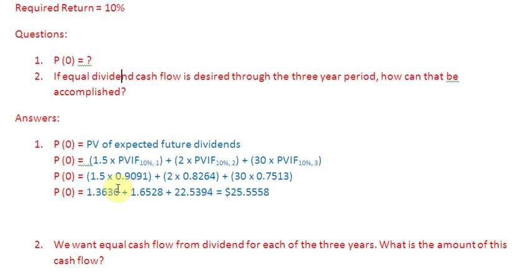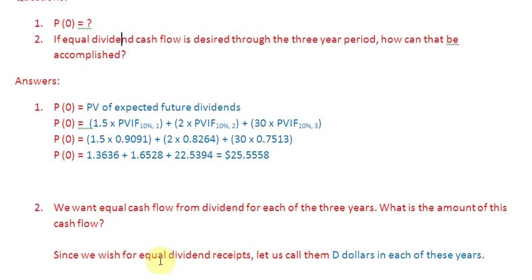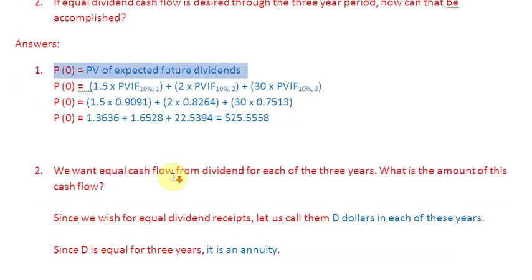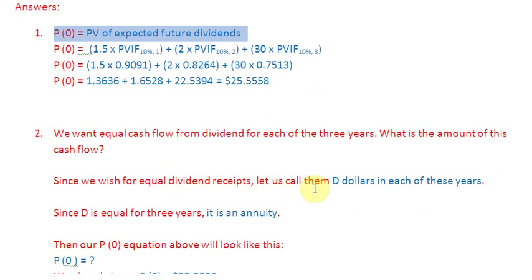So that can be translated simply into the fact that we want to receive D dollars. We don't know that amount, so let's just call them D dollars for each of the 3 years. That is what I have highlighted here for you. D dollars in each of the 3 years. So if you assume that, then your stock valuation equation that we assumed here in step number 1 would change, because this D dollars is going to be equal for 3 years.